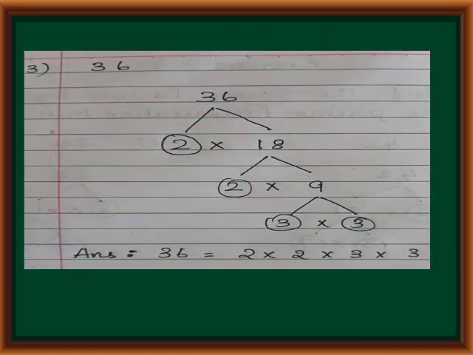Go on to the next sum, 36. So when you factorize 36, you get 2 into 18. So again you will further factorize 18. So you get the factors as 2 into 9. So keep 2 aside and take 9. When you factorize 9, what you'll get? 3 into 3 is 9. So the prime factors of 36 are 2 into 2 into 3 into 3.